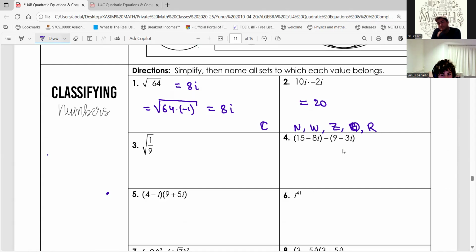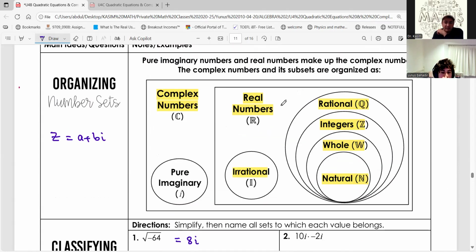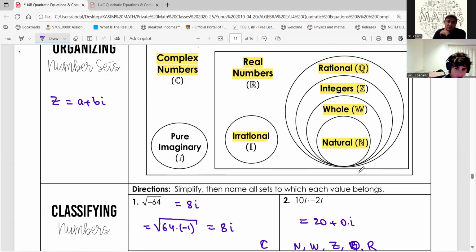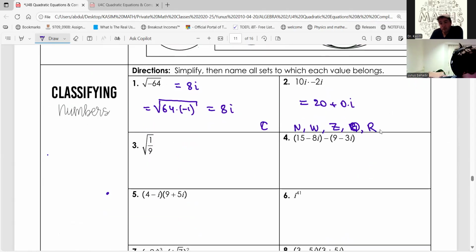Well, there's no i, but I can write it as 0 times i, right? Because real numbers live inside the complex numbers. Every real number is a complex number, but not every complex number is a real number. Every natural number is a whole number, but not every whole number is a natural number. Every natural number is an integer, but not every integer is a natural number. And that's why I can consider 20 as a complex number.